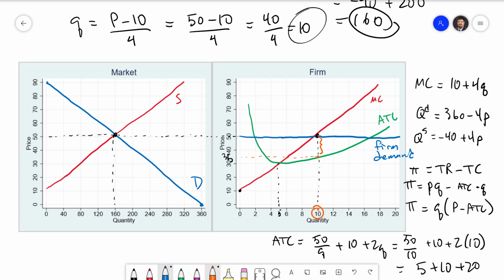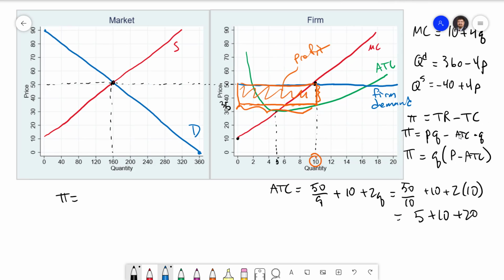So we can see that the height of this rectangle is price minus average total cost, and the base of this rectangle is Q, and so our profit is going to be this rectangle formed right here. To calculate that, we have profit equals 10 times 50 minus 35, which is going to be 10 times 15, or 150. Because price is greater than average total cost, our firm is making a positive profit, but had the average total cost been above the price at our profit maximizing point, then they would be taking a loss.